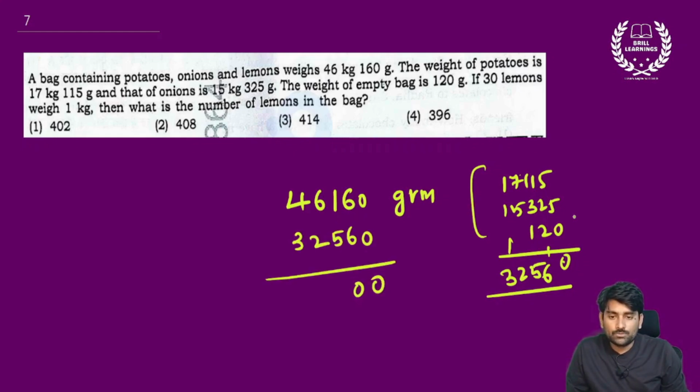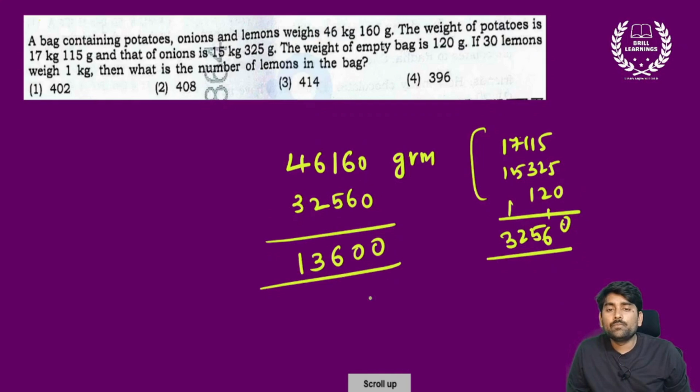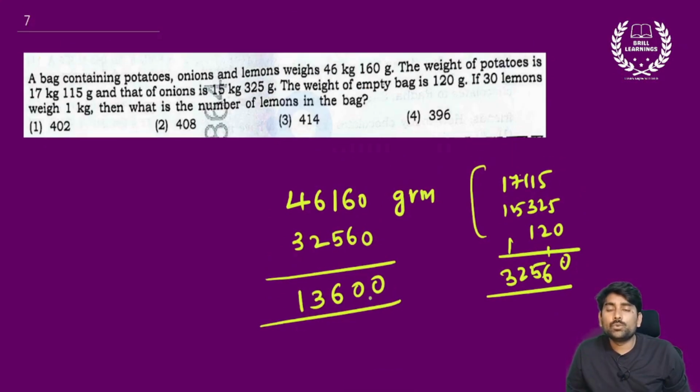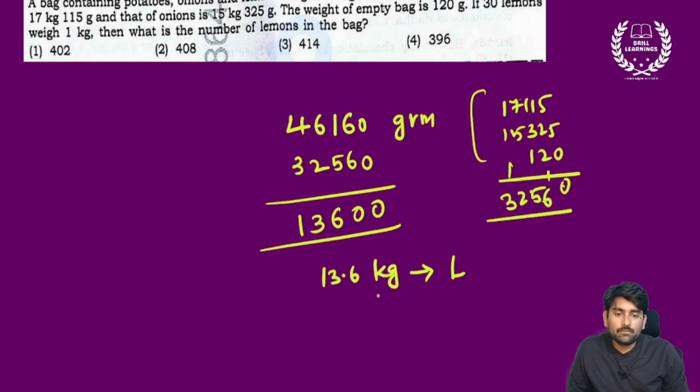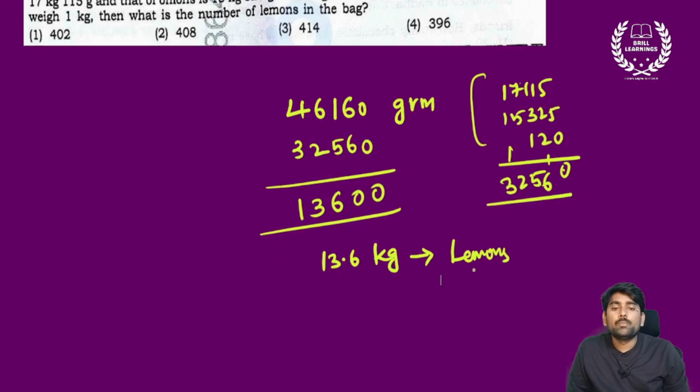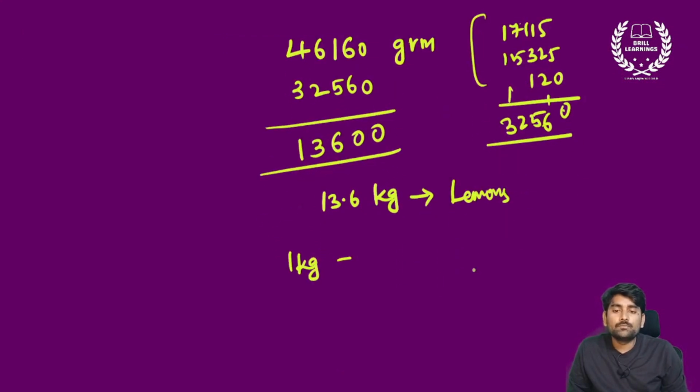32,560. That means 0, 0, 6, 3, 1. That means 13,600 grams. This is the weight of lemons, total weight of the lemons. Here, what they are saying for 1 kg, how many? First convert this value into kgs. So 13.6 kgs of lemons are available. Okay, lemons. But for 1 kg, how many lemons? That can be here 30 lemons.